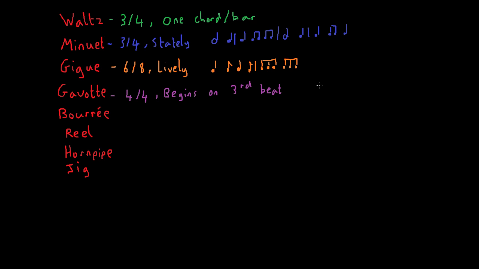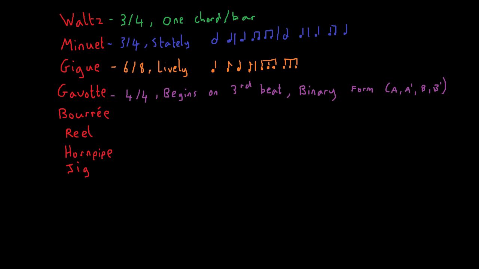A gavotte is usually in binary form, which means you'll usually be asked to write in AABB. So that's what binary form is, AABB, or at least AA1, BB1.